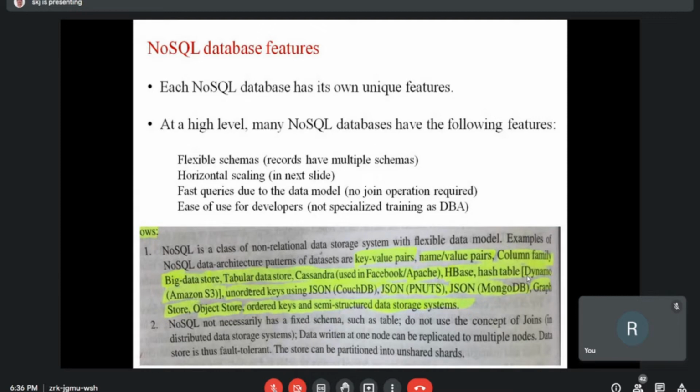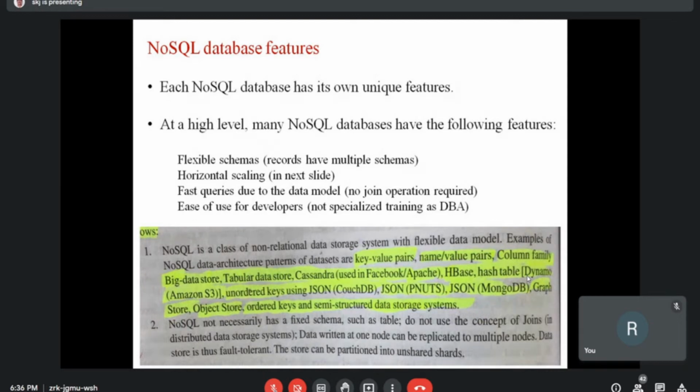When we say flexible schema, that means records have multiple schemas. In a relational database, one record has the definition according to the table defined in a schema, but here it is not the case. A record can have a different structure, multiple schemas. Horizontal scaling, I will explain how this horizontal scaling is useful here. Fast queries due to the data model.